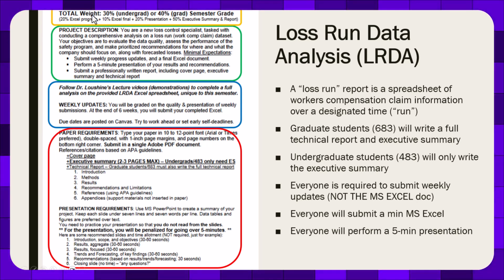Here's the assignment itself. So we have different weighting for graduate students and undergraduate students. Undergrads, this is 30% of your grade. So basically, if you don't do this, the best you could do in the class is 70%. For grad students, if you don't do it, the best you could do is 60%. I did that on purpose because this is a lot of work. So therefore, I weighted it to try and reflect the amount of work you have to put into it.